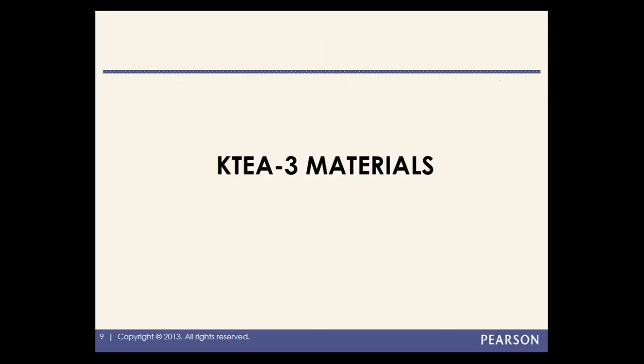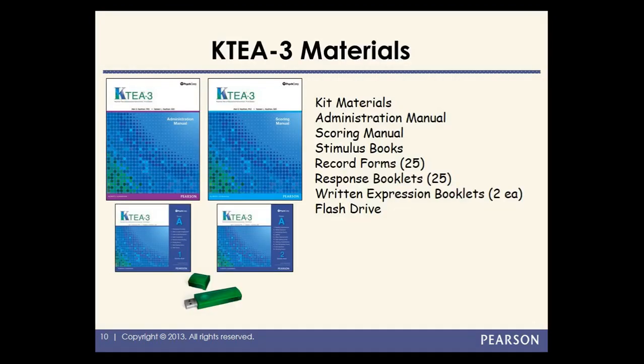So let's look at some of the materials for KTEA-3. There are administration manuals. These are just some little pictures of it to show you what they basically look like. Administration manual, there's going to be a scoring manual. We have STEM books. You can see the STEM books down there on the bottom. There are going to be record forms and response booklets, as well as written expression booklets. And there's also a flash drive. I'll talk a little bit about what's on that flash drive in a minute.